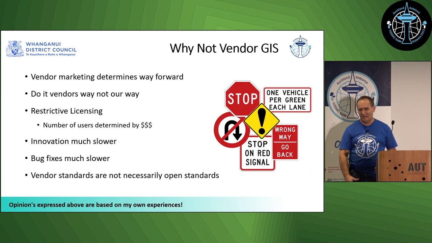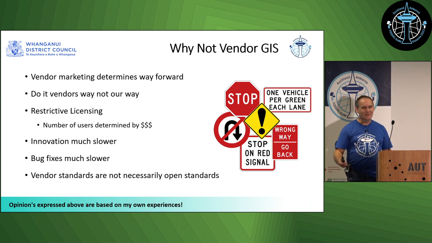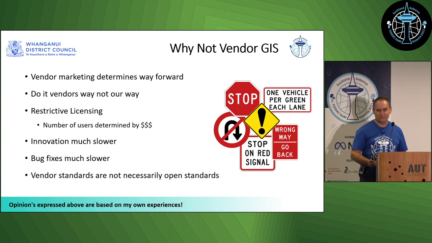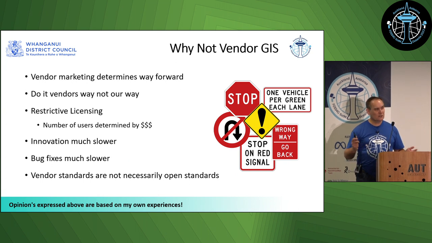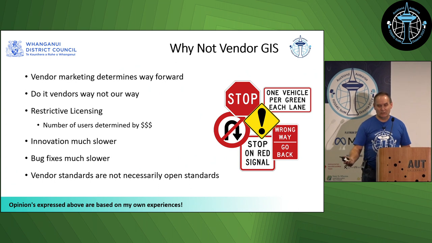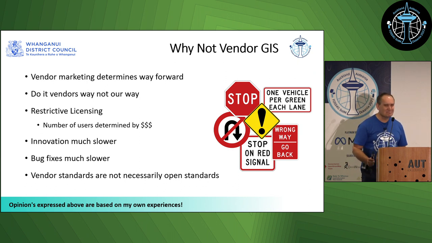Okay. Why wouldn't we use vendor GIS? Well, marketing departments have this funny way of determining the way forward with vendor-based GIS systems. They want you to do it a particular way, and that's not always what we want to do. There can be very restrictive licensing. We find innovation much slower when we were using proprietary GIS, and bug fix is also much slower. And the other interesting one is vendor standards aren't necessarily open standards.